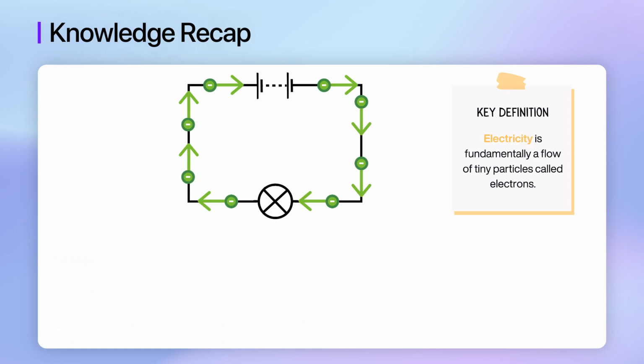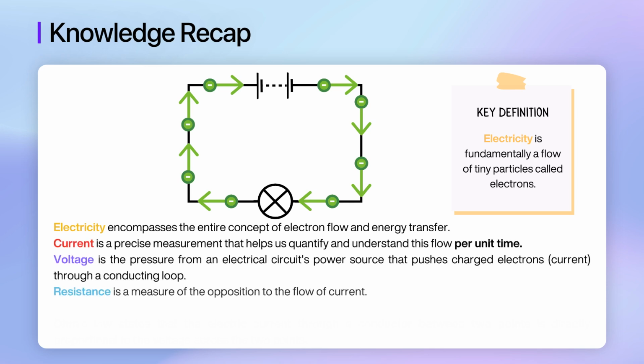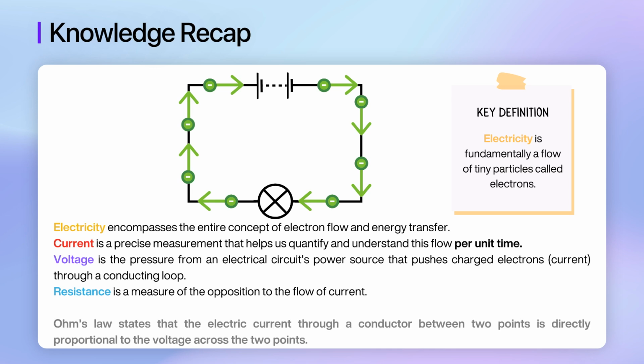So far, we have explored the basic principles of electricity, including the concepts of current, voltage, and resistance. We have also discussed Ohm's law and its importance in understanding how electrical components interact within a circuit. Building on this foundation, we can now delve deeper into how voltage, current, and resistance specifically behave and interact in a series circuit. Let's get started.